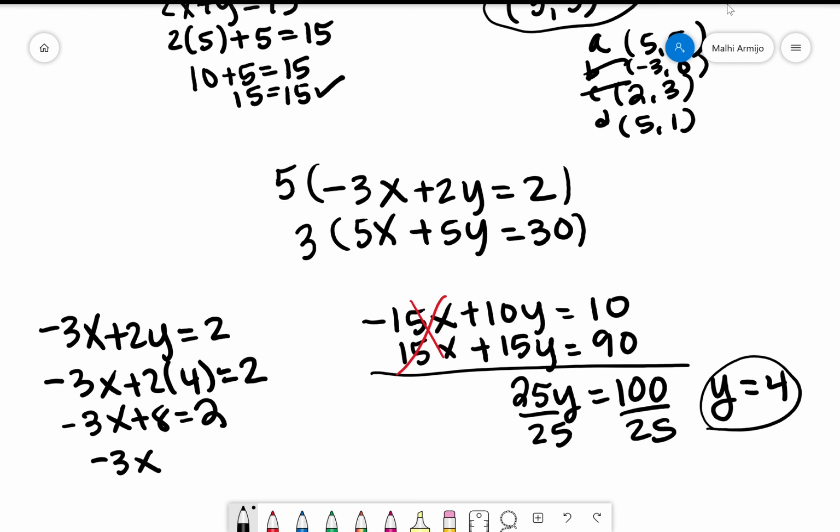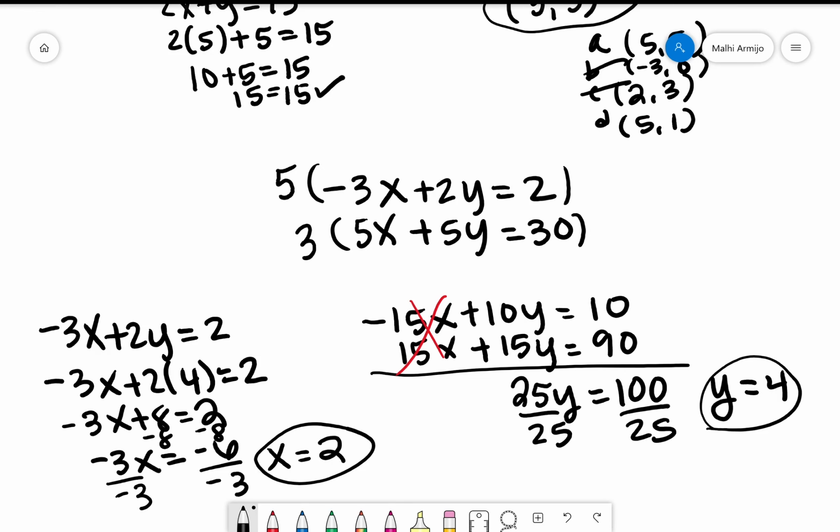Negative 3x is equal to negative 6, because remember, you're going to subtract that 8 onto the other side. And divide both sides by negative 3. So x is a positive 2. So your solution set is 2, 4.